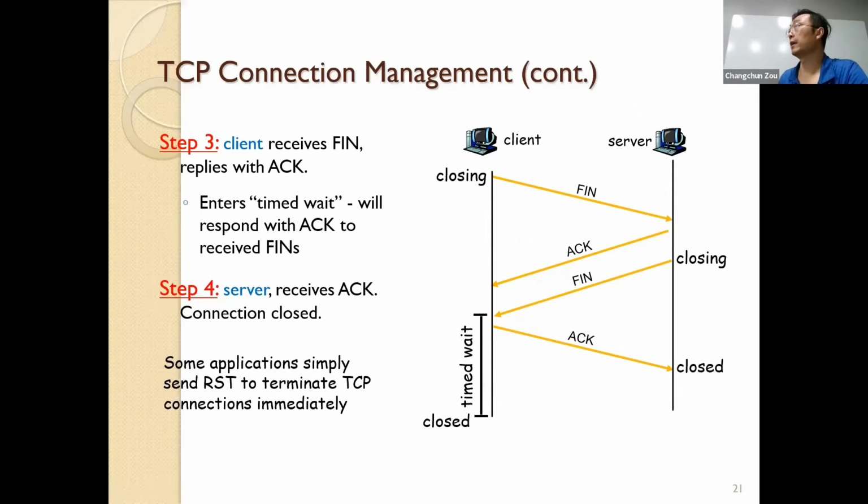For UDP, there is no connection setup process. If you want to send a UDP packet to another computer, you directly send it. You don't need to wait for the three-way handshake, then you send the packet. So UDP is a much simpler communication method. Of course, because of that, UDP is not reliable. It's very possible that your packet is lost.